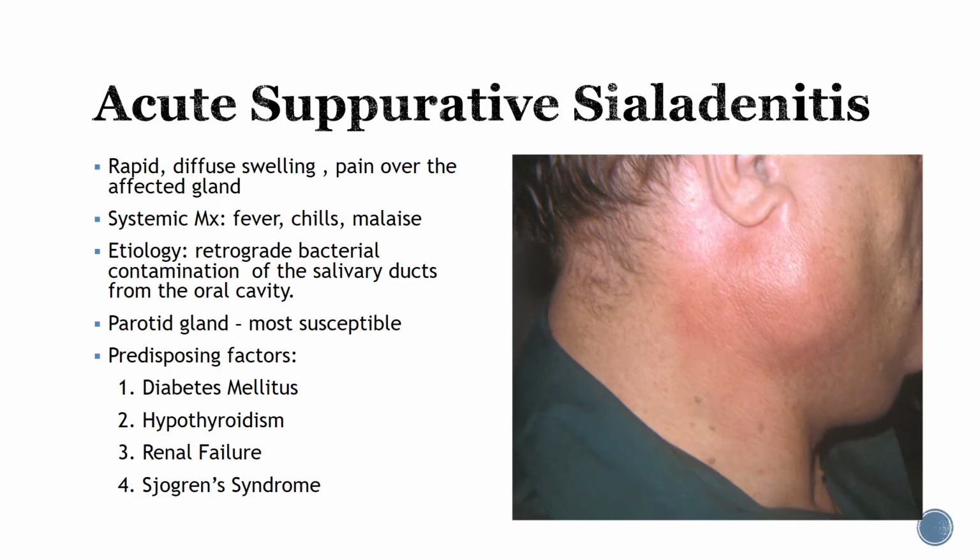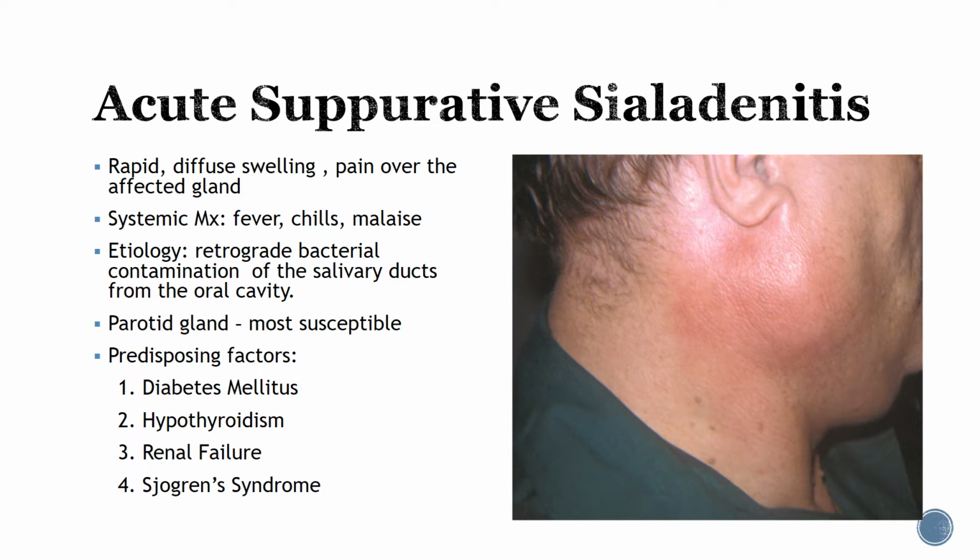Now I will discuss the different diseases of the salivary gland. Acute suppurative cellulitis is a bacterial inflammation of the salivary glands. It presents as a rapid, diffuse swelling and pain over the affected gland, in addition to systemic manifestations such as fever, chills, and malaise. It is caused by a retrograde bacterial contamination of the salivary ducts from the oral cavity.